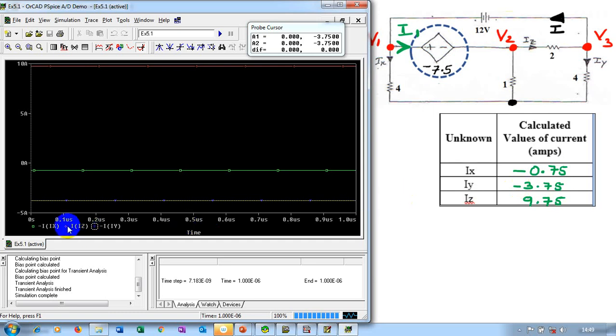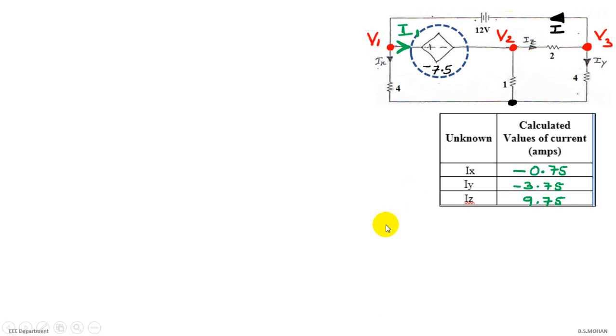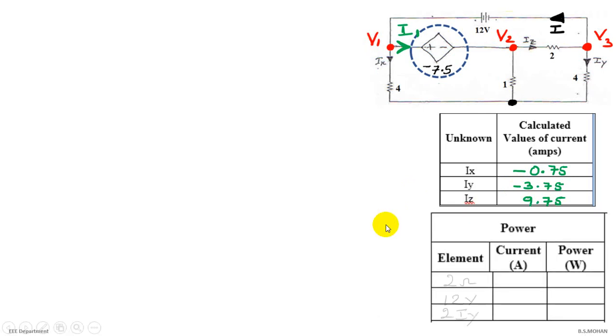Next Iz. Again I would left click for the A1 cursor, you can see the answer in A1 cursor. As a right click, you can see the answer at A2, it is 9.75. Thus our theoretical calculations and simulated answers both are true. Now, what is next? What else do we have to find? So we have to find the power associated with 2, 12 and Iy.